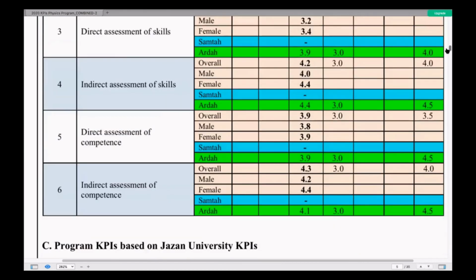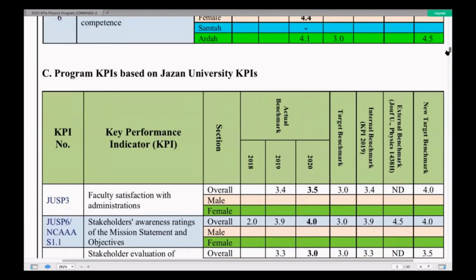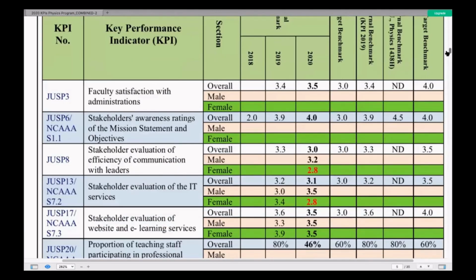Okay, this is no problem about the LO achievement and KPI based on the university KPI. So you can see some of the red color here. For example, the female stakeholder evaluation of efficiency of communication with the leader is less than 3 here, and the stakeholder evaluation of IT services for the female is also less than 3.